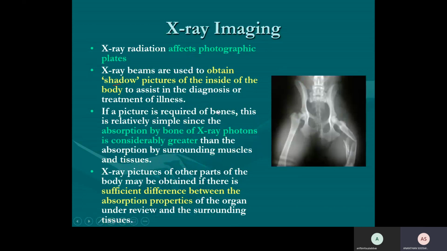That's why I say if a picture is required of bones, this is relatively simple since the absorption of the X-ray photons by bone is considerably greater. So you have a good contrast without the dye. X-ray pictures of other parts of the body may be obtained if there is a sufficient difference between the absorption property of the organ under review and the surrounding tissues. To check your kidney or liver, I don't think X-ray is good. For kidney and liver they go for ultrasound, and they may inject dye for blood vessels. Other than that, for kidney, I think the best now is MRI. MRI for everything. The hydrogen atom can give very good imaging.